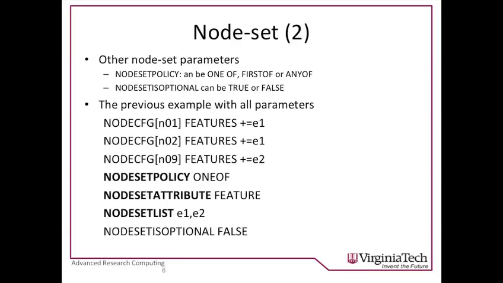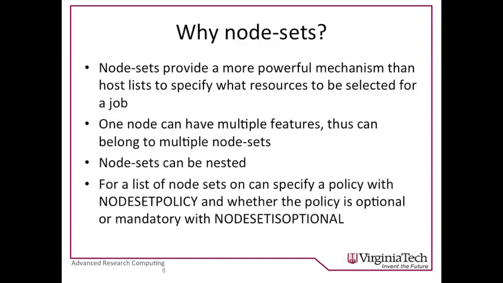The other policy that you can define is whether this selection is mandatory or optional. If it is mandatory, we set node-set optional to false. If it is optional, we set it to true. So here is an example of node sets in action. Node sets can help us avoid very low-level specification, which is basically a set of host names. And we can make a node part of multiple node sets by attaching to that node multiple features. Node sets can also be nested, and I will show you an example.